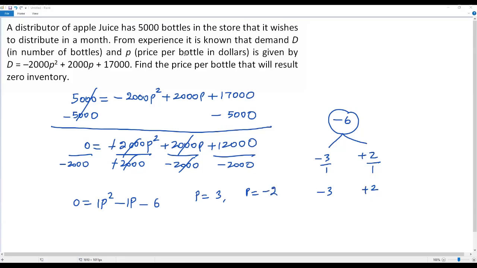Actually, P represents the price per bottle in dollars. So the price cannot be a negative value. So we can reject the negative value of P. We can consider the positive value of P, that is 3. Therefore, the price per bottle that will result in zero inventory is $3.